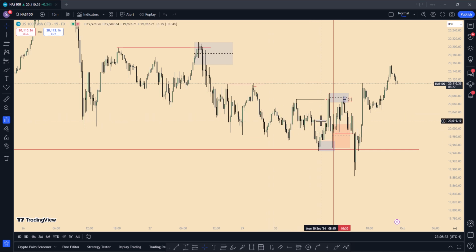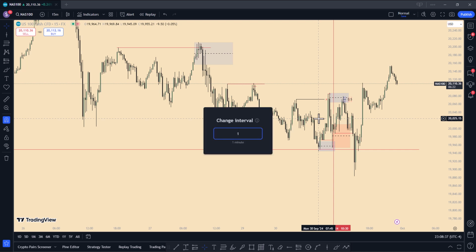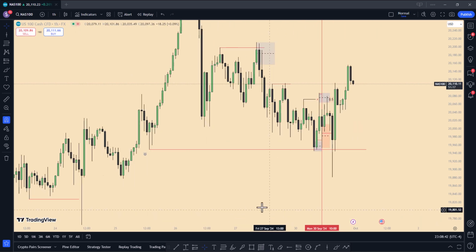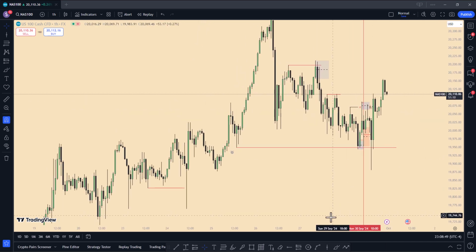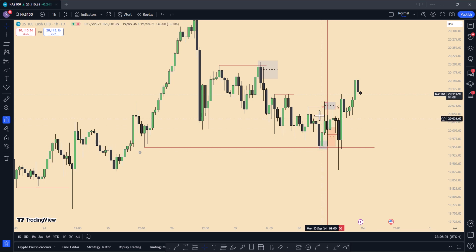And then what happened at 8 a.m.? If we go to the 1 hour, we can see that price is sweeping both sides of the market. We are sweeping the highs and we are also sweeping the lows. We are failing to close above the highs and failing to close below the lows.